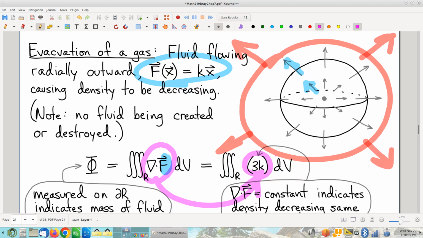So what does this 3K mean? Is this pointing to where air is being created? No, it's a different physical scenario. This 3K is representing how, as air flows outward, the density in a given vicinity is decreasing. I had a certain amount of air in a given region. As a bunch of it flowed out of there, now I have less air in there, and this is pointing to how that density is decreasing. Okay, and that's all I really need to say about this example.